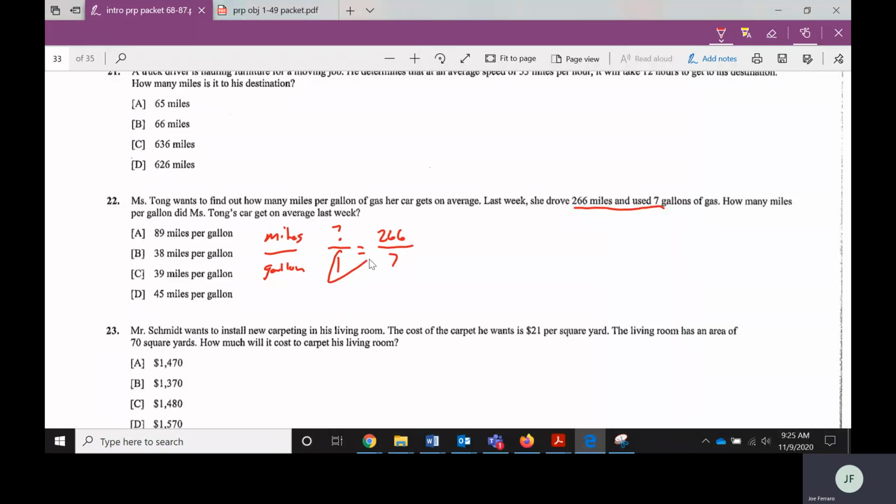Now we cross multiply and divide. So 266 times 1 divided by the third number. That gives you 266 divided by 7, and it comes out to be 38 miles per gallon. So the shortcut, remember, the answer, we want to find miles per gallon.